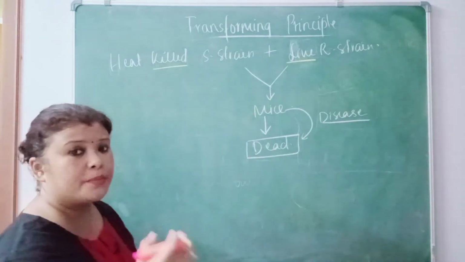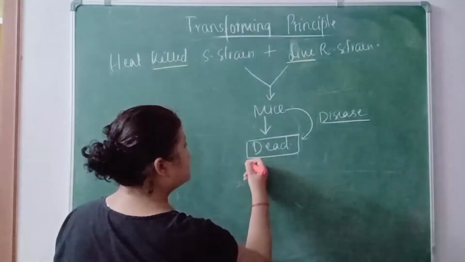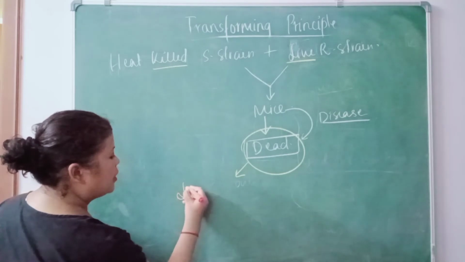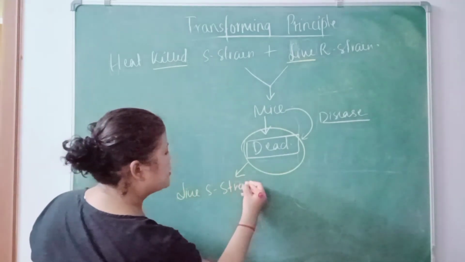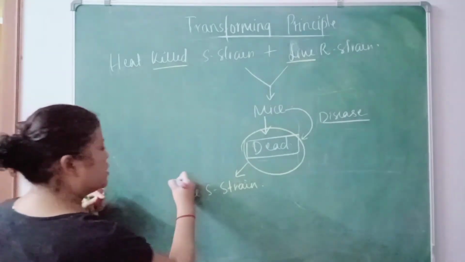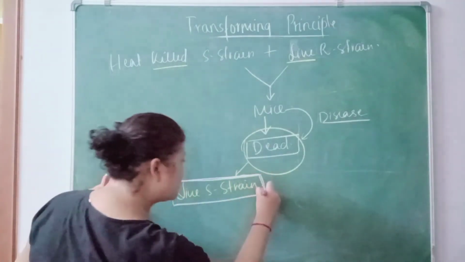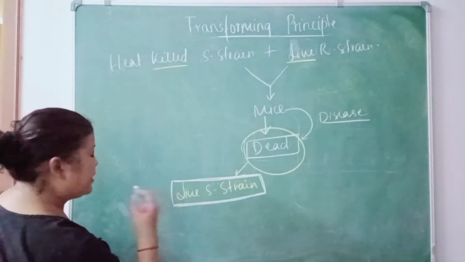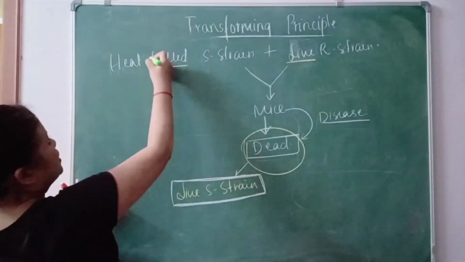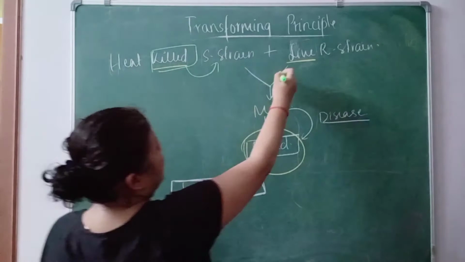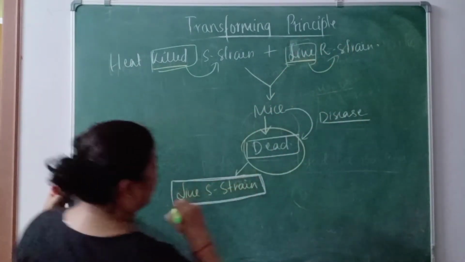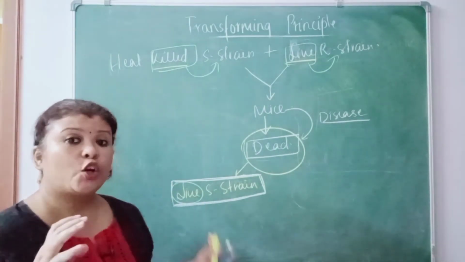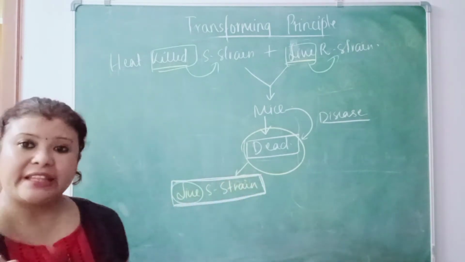So he took up the autopsy sample, and to his very surprise, he found in the dead mice traces of live S strain bacteria. This was an important step, an important conclusion in Griffith's transforming principle. Now see, he injected killed S strain and injected live R strain. But what we got? Live S strain bacteria. Let us see the concept behind what happened in this step.